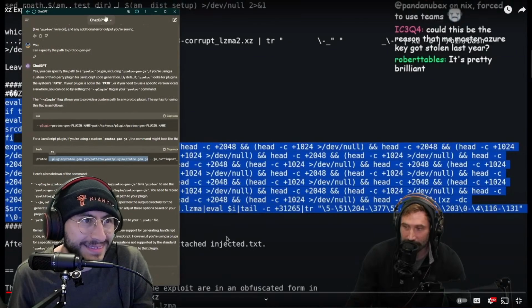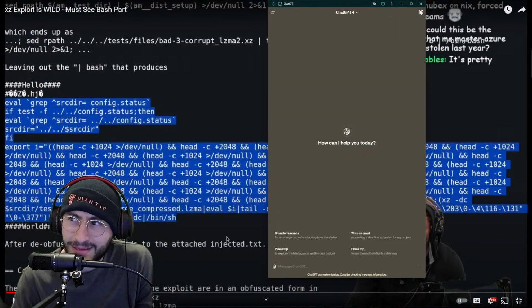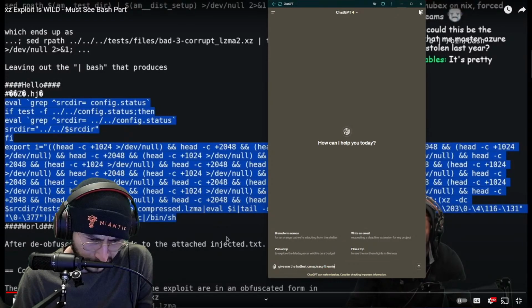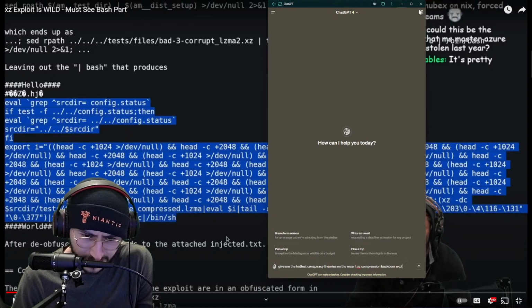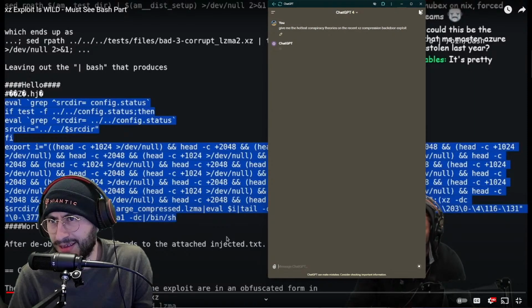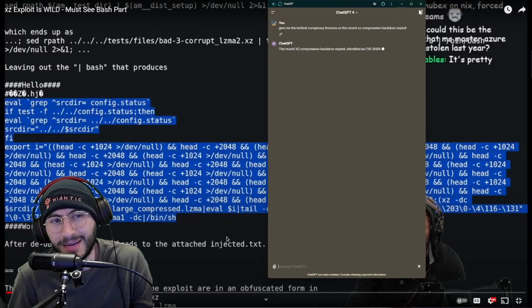Give me the hottest conspiracy theories on the recent XZ compression backdoor exploit. Can it know stuff this recent? Sometimes it searches the web.